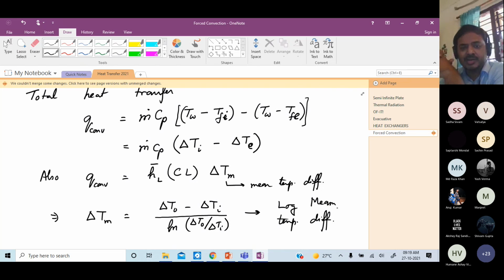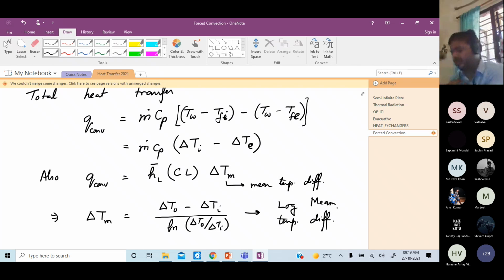Okay. Exactly the same thing. So this is an appropriate temperature difference over the length of the tube. It is called LMTD, log mean temperature difference.